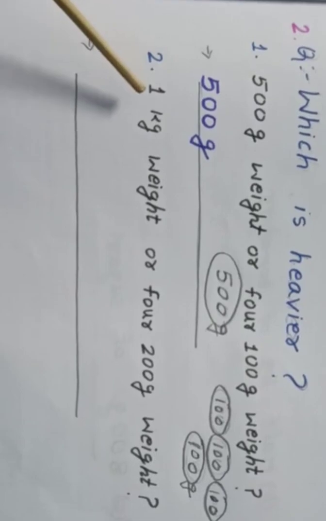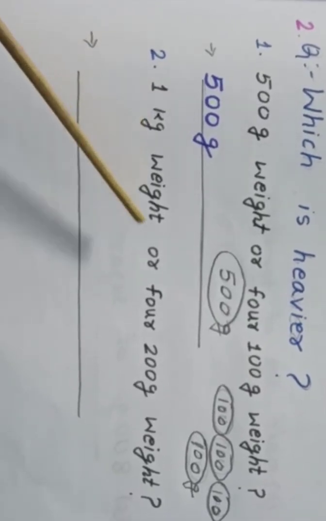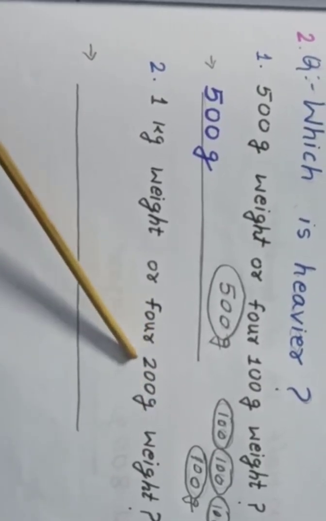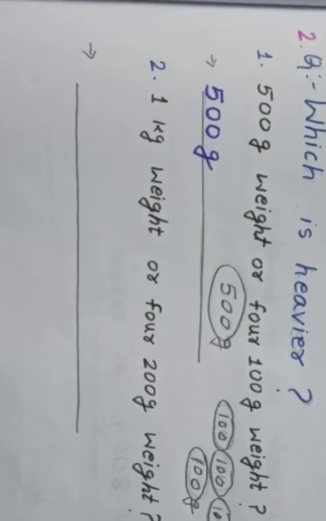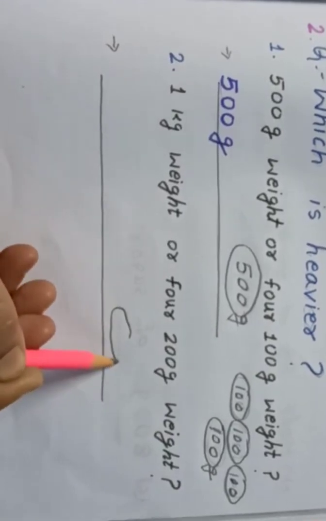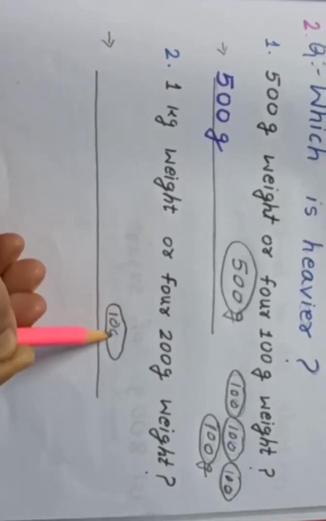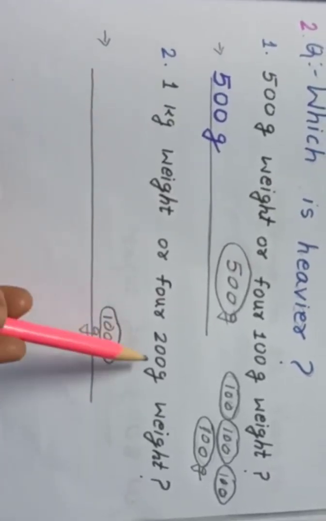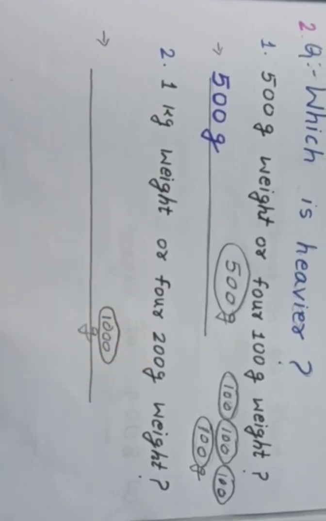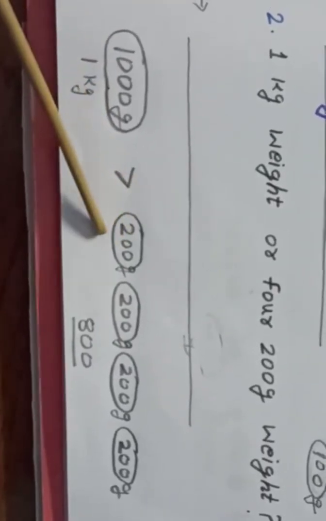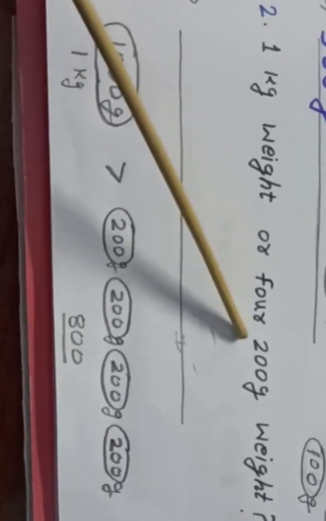Now the next question is, is a 1 kilogram weight heavier or 4 weights of 200 gram? So let's check. Children, 1 kilogram weight is equal to 1000 gram, right? So here I have drawn 1000 gram weight, which is 1 kilogram. Then we draw 4 weights of 200 gram. This side 1000 gram, that is 1 kg, and this side 4 weights of 200 gram.